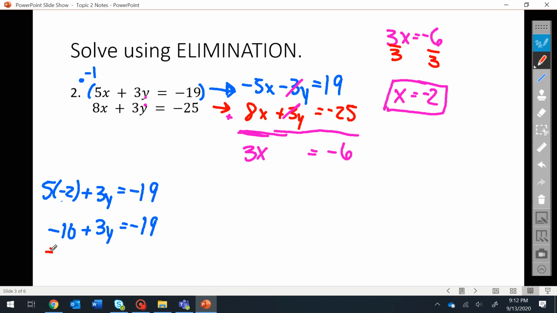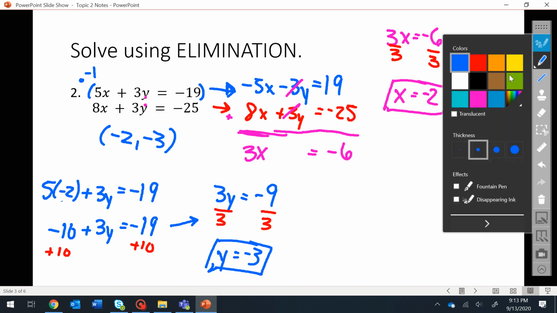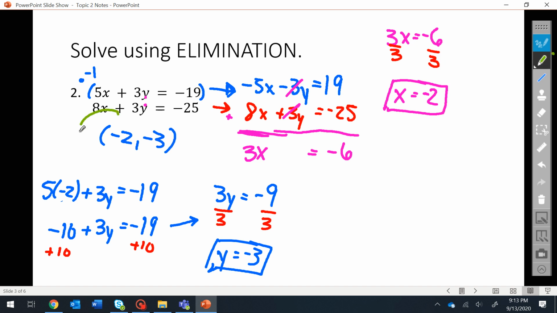I can solve this for y. I'll add 10. So I'm going to get 3y equals negative 9. I'll divide by 3, and I'll get y equals negative 3. So the ordered pair where these two lines intersect is going to be the ordered pair negative 2, negative 3. And this is going to be my solution, the solution to where these two lines intersect each other.